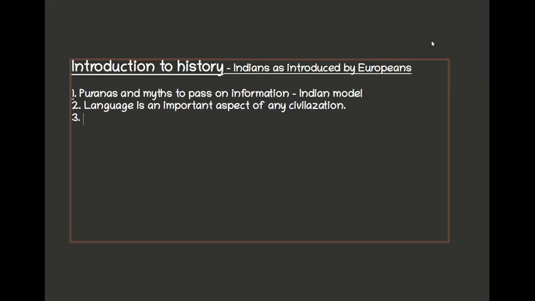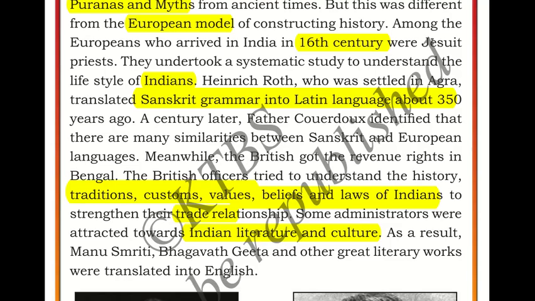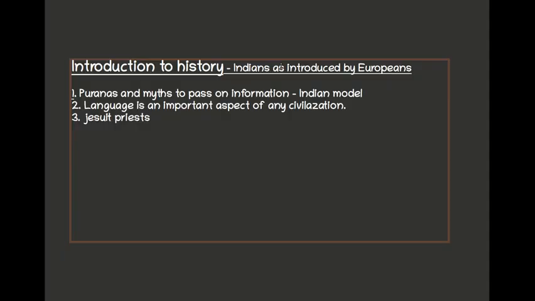The Jesuit priests that arrived in India. What did we learn from them? They undertook a systematic study to understand the lifestyle of Indians. So the Jesuit priests did a systematic study to understand the lifestyle of Indians.